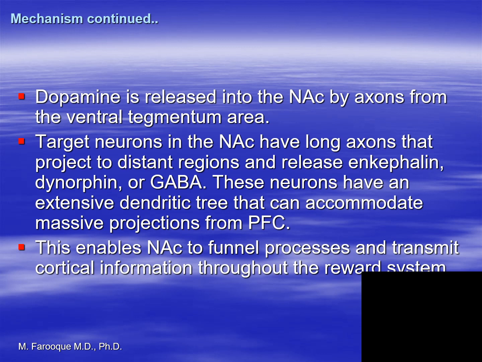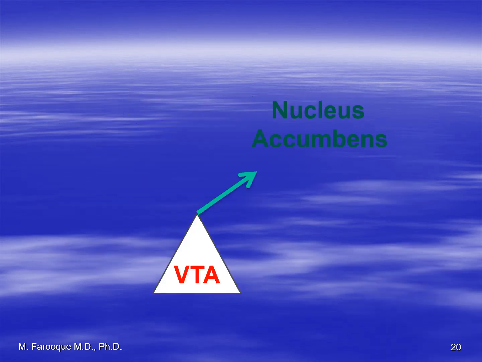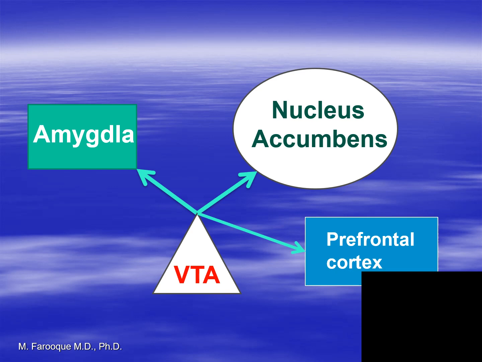Dopamine is released into the nucleus accumbens by axons from the ventral tegmentum area. Target neurons in the nucleus accumbens have long axons that project to distant regions and release enkephalin, dynorphin, or GABA. These neurons have an extensive dendritic tree that can accommodate massive projections from the prefrontal cortex. This enables the nucleus accumbens to funnel processes and transmit cortical information throughout the reward system. So in summary, projections from the ventral tegmentum area go to the amygdala, nucleus accumbens, and prefrontal cortex.